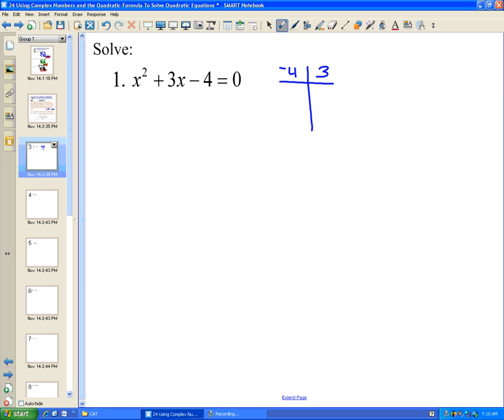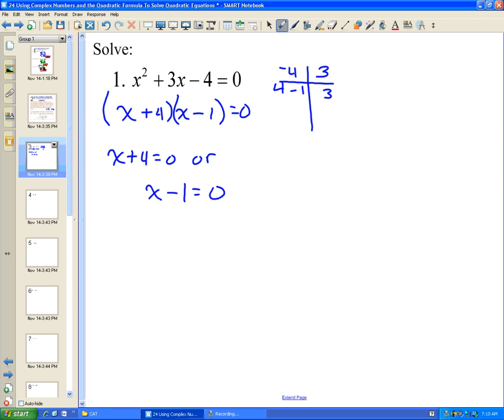And if I think about this, the numbers 4 and negative 1 will multiply to be negative 4 and add to be positive 3. So I can factor this out to be (x plus 4)(x minus 1) is equal to 0. So x plus 4 is equal to 0, or x minus 1 is equal to 0. So x is equal to negative 4 or 1. Those are my two solutions for this problem. I didn't have to use the quadratic formula because factoring is easier and it works out really well.